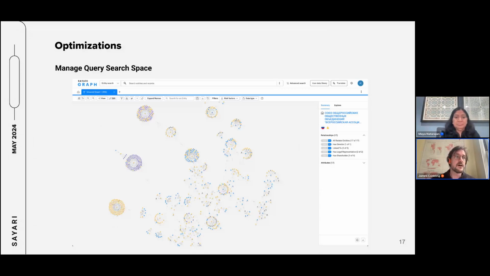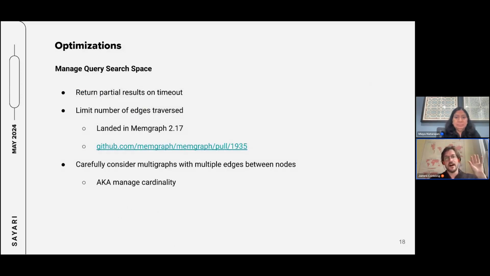The other very useful addition that Memgraph supports is being able to return partial results. This is not unique to Memgraph. Elasticsearch has a similar feature. But yeah, that's very useful.